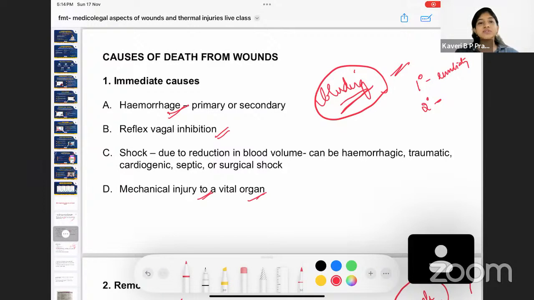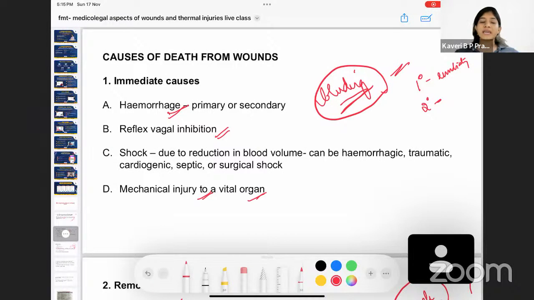The third reason is shock. There could be different types of shock because of reduction in blood volume. This is in continuation to the first point that we discussed about hemorrhage. Whenever there is a lot of bleeding, there is a decrease in blood volume. It could also result in shock. There could be some other types of shock like traumatic shock, cardiogenic shock, septic, as well as surgical shock. So these are also various other immediate causes of death from wound.